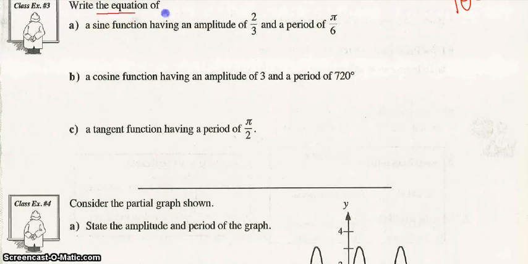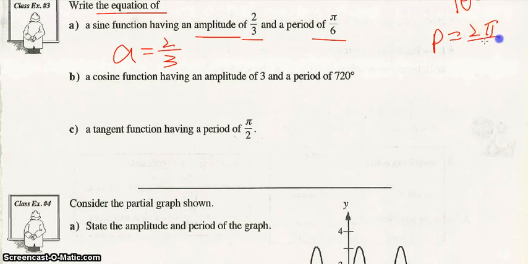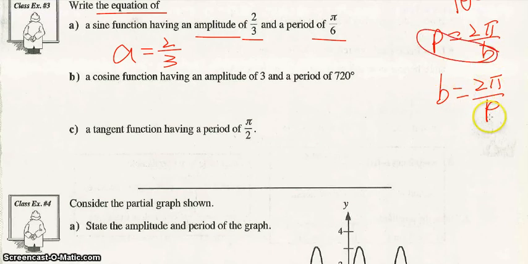This time I want you to write an equation from a description. We know that amplitude gives you A. Now, how about period? If period is 2 pi over B, then B is 2 pi over P. You just swap these two around. To write an equation, I need to know my A and B. So B is 2 pi over 6.